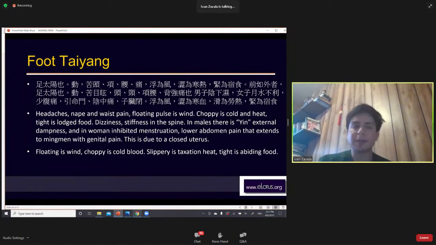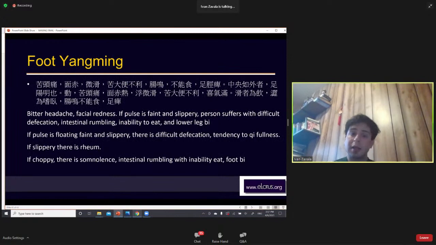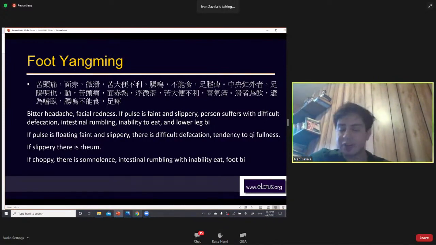So basically, these last 3 slides are about if you feel one of these pulses, you could predict the symptoms. Bitter headache, facial redness, right? That is one of the symptoms of Taiyang, right? So facial redness can be even things like constrained yang, rosacea. Oh, sorry, this is for Yangming, pardon me.